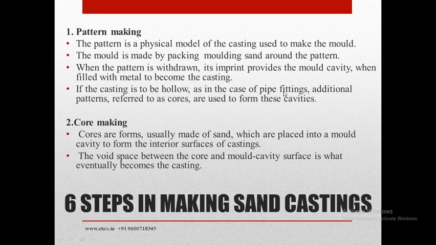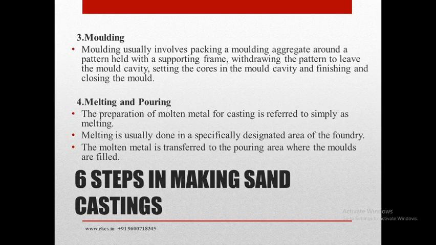Next, core making. Core is usually formed by means of sand. The importance of the core is to make the hollow shapes. So it is placed on the mold cavity to form internal surfaces in the casting. This we can understand with the help of an image. Molding. Molding usually involves packing a molding aggregate around the pattern, then withdrawing the pattern, then setting the cores. So molding is the process of making the mold cavity.